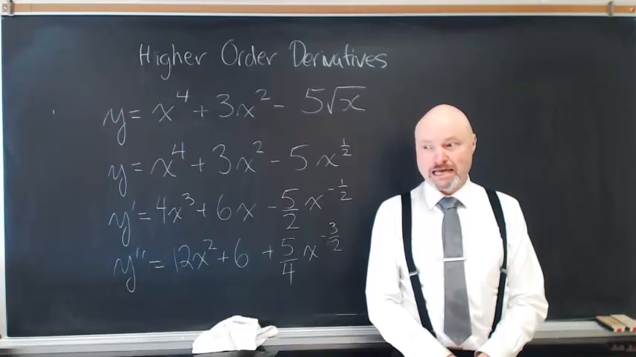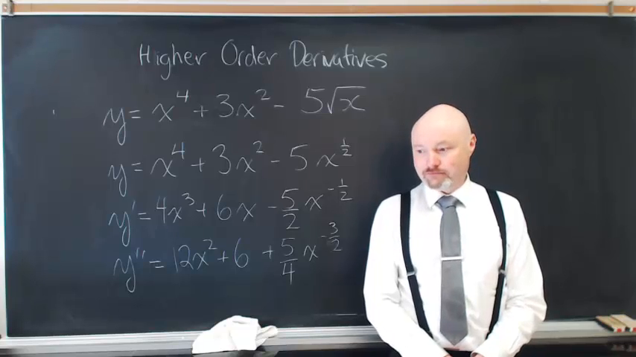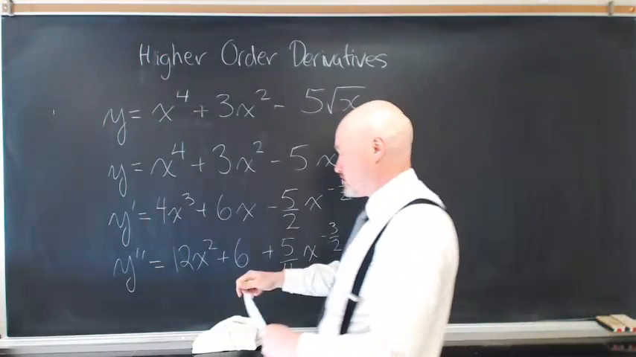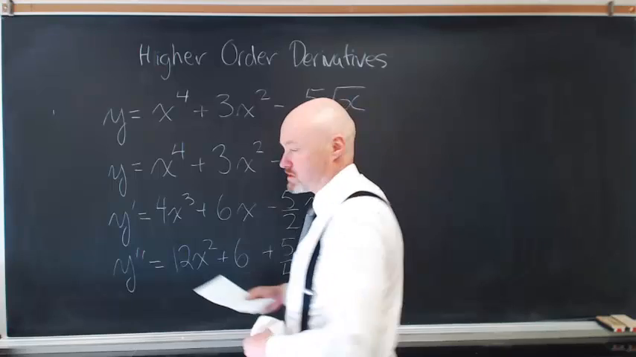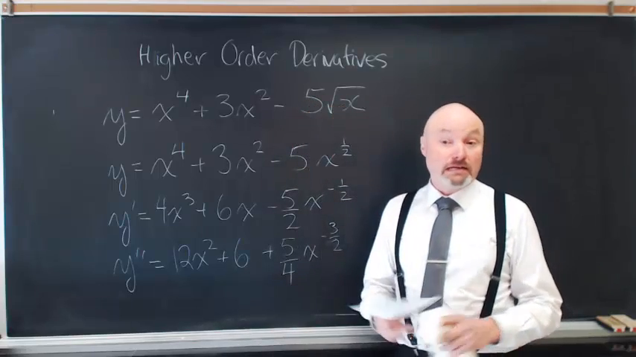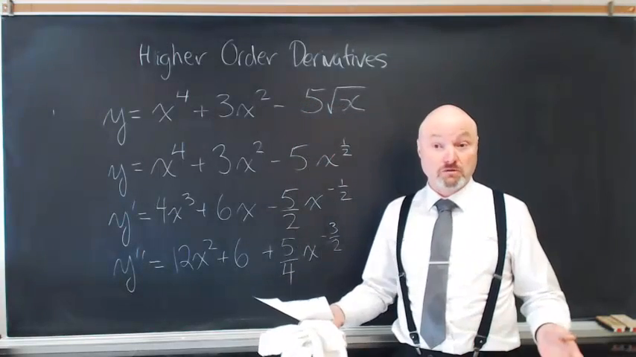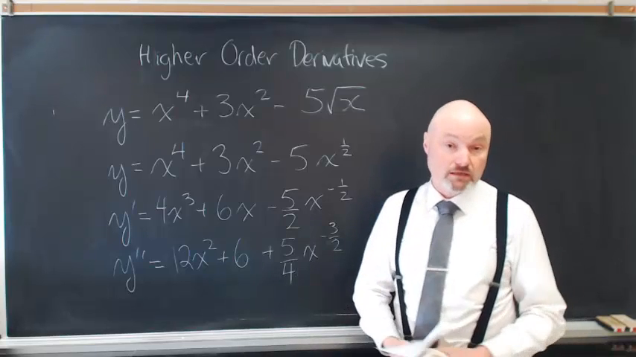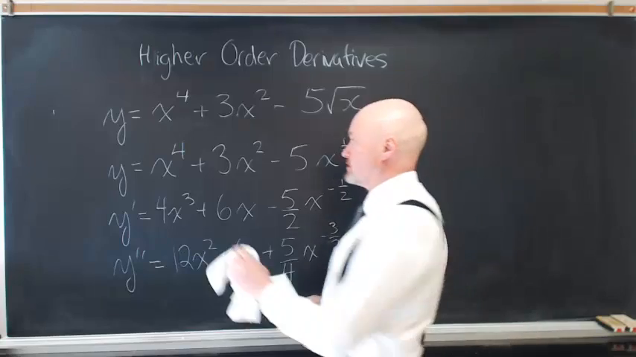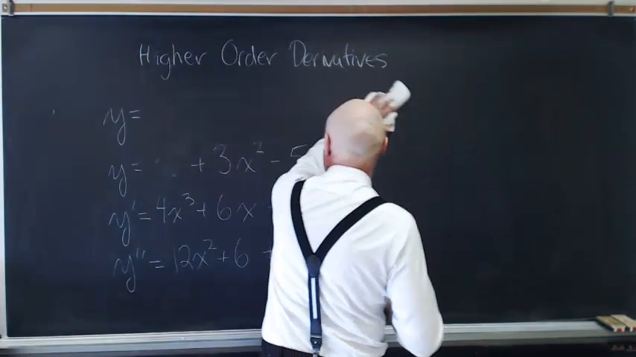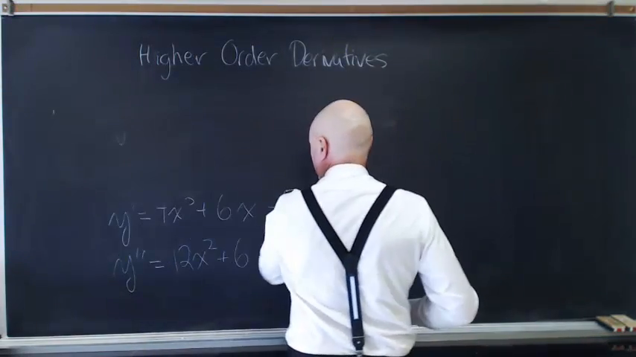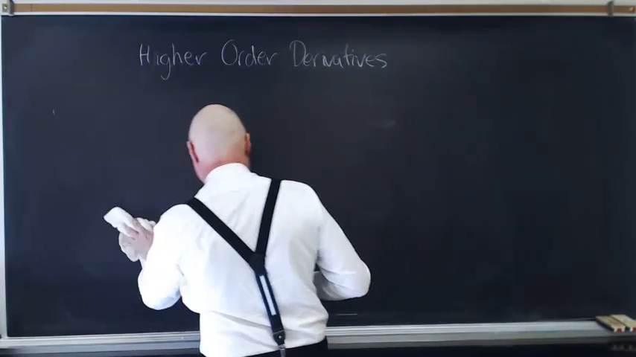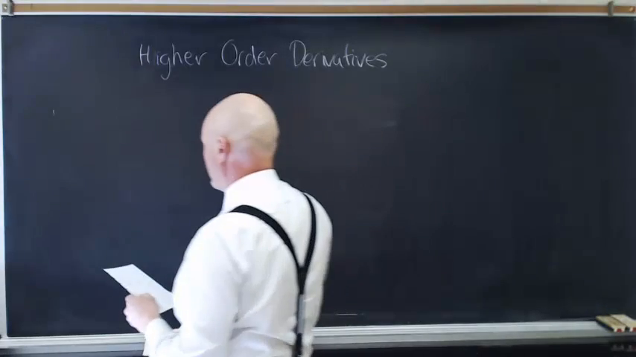How was that? Pretty easy? Okay, so not much to this. You're just taking the derivative of the derivative. It has an implication. It actually tells you if the slope is increasing or if the slope is decreasing. We call it concave up and concave down. But for today, we're just taking the derivative of the derivative.